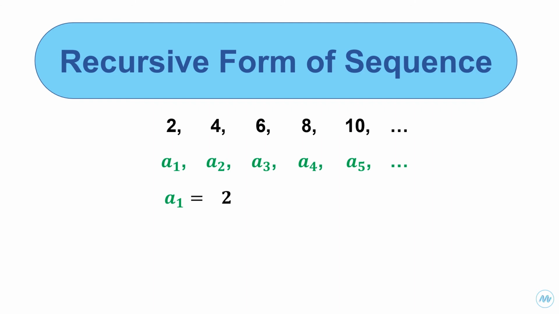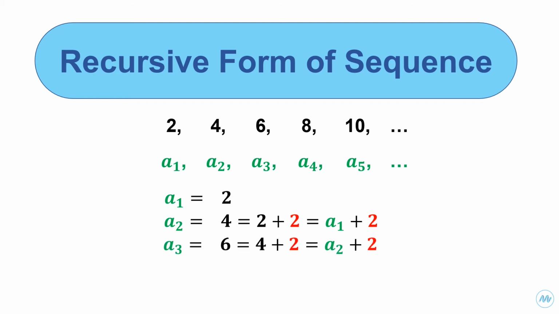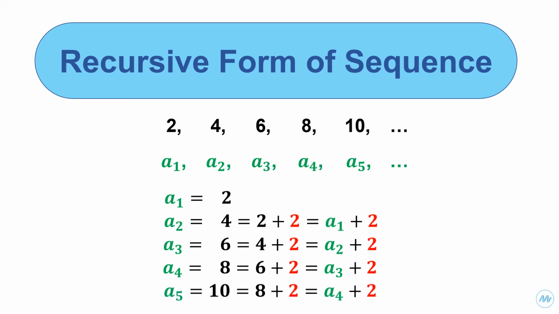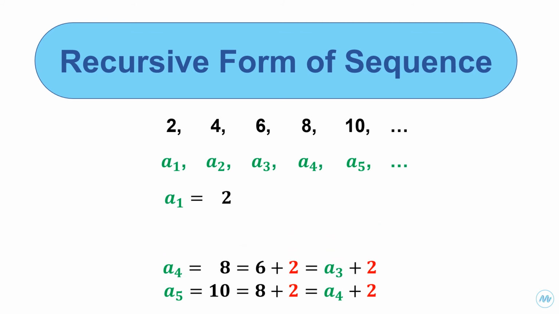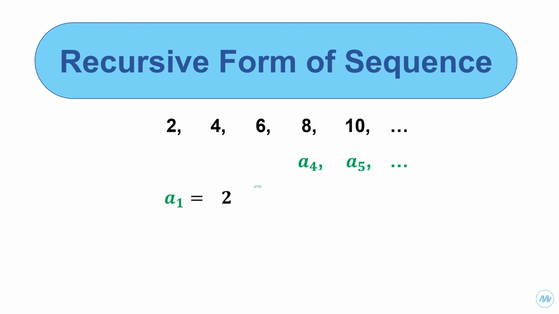The second term 4 can be expressed in terms of the first term 2 by adding 2. The third term 6 can be expressed in terms of the second term 4 by adding 2. The fourth term 8 can be expressed in terms of the third term 6 by adding 2. And the fifth term 10 can be expressed in terms of the fourth term 8 by adding 2. The pattern is clear. Simply add 2 to the last term to find the next term.